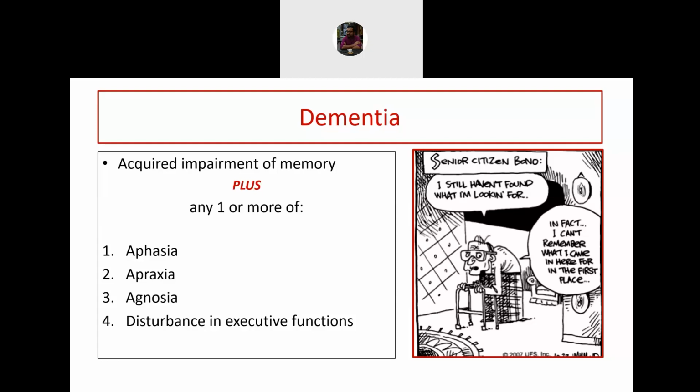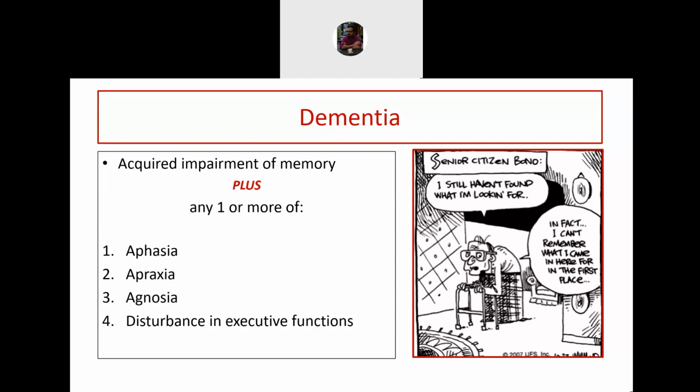Aphasia, which we have discussed in the previous episode, which is a cortical language dysfunction. Apraxia, that is inability to perform some activity. Agnosia, that is inability to remember some object or thing. And disturbance in executive function, that is when you instruct the person to do something, the person cannot make sense of that.